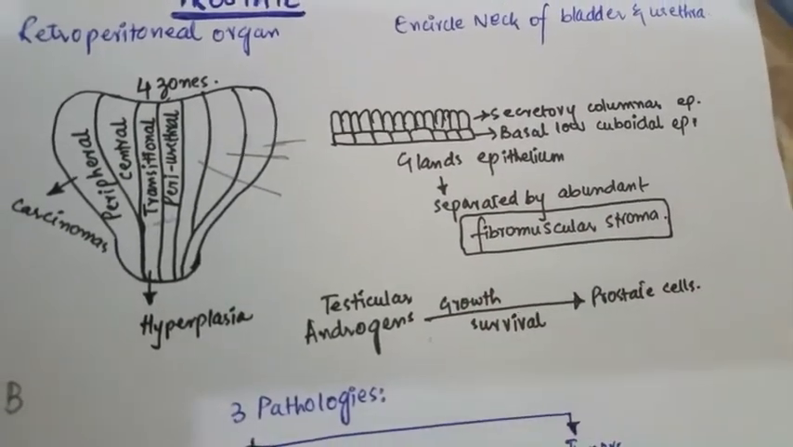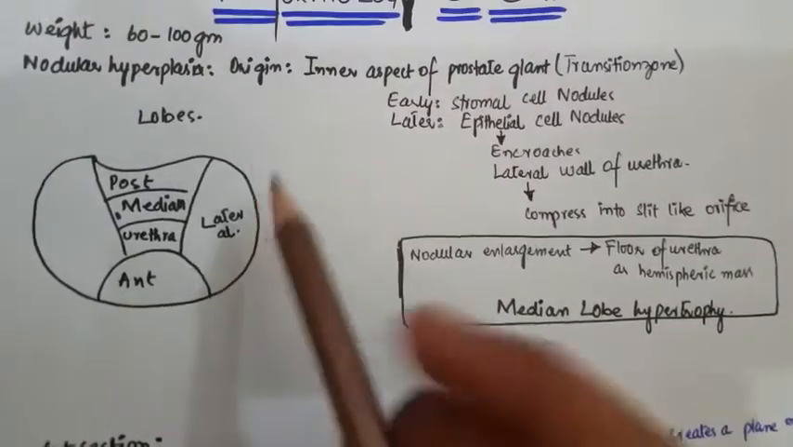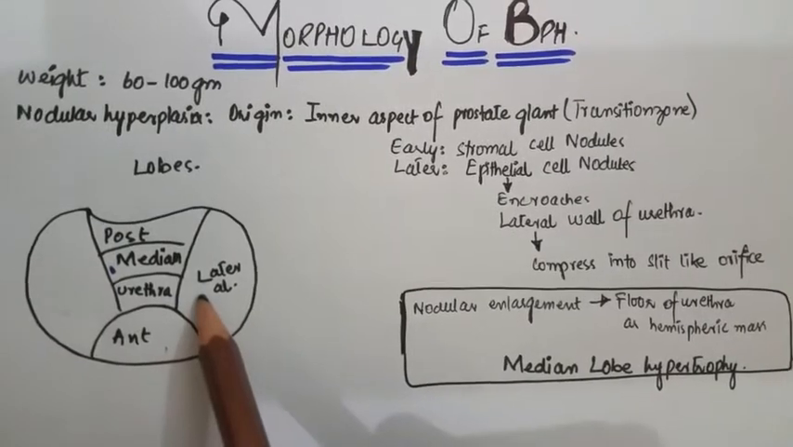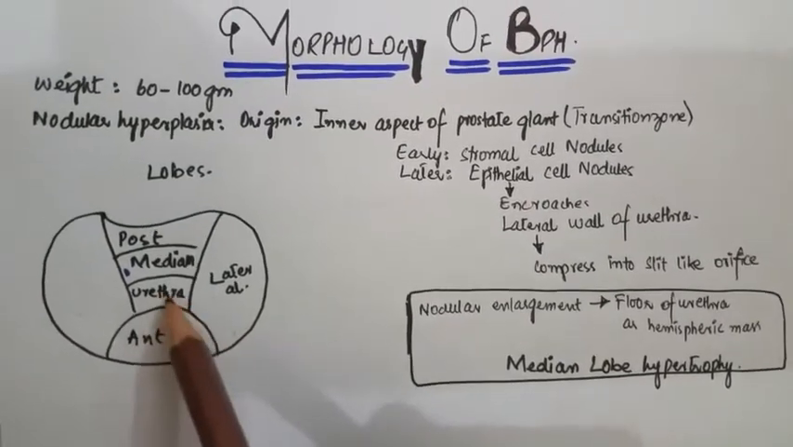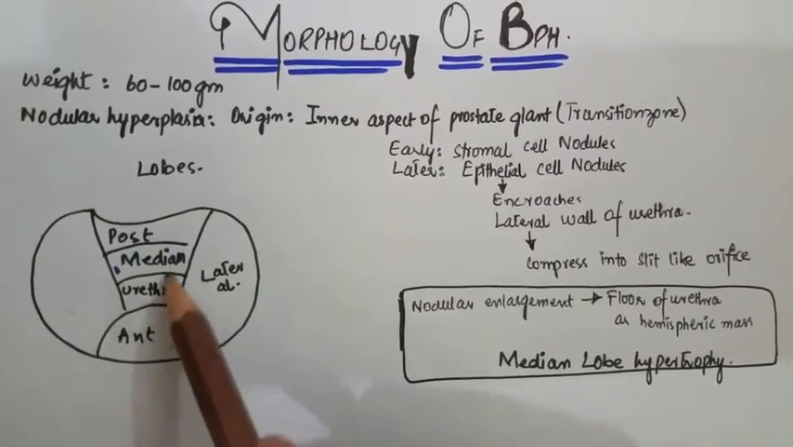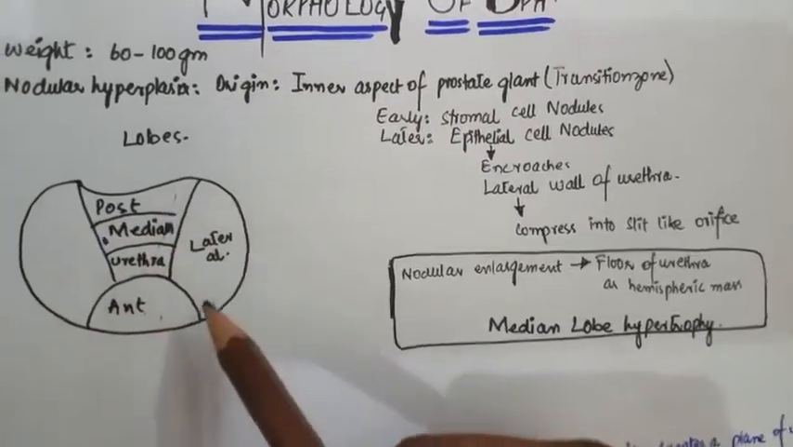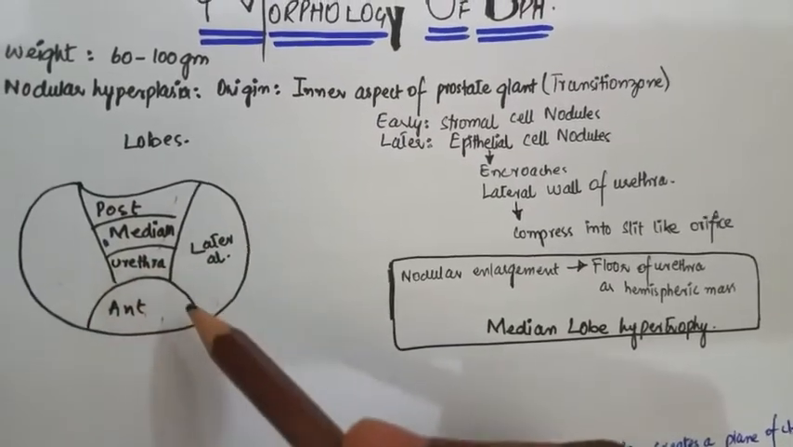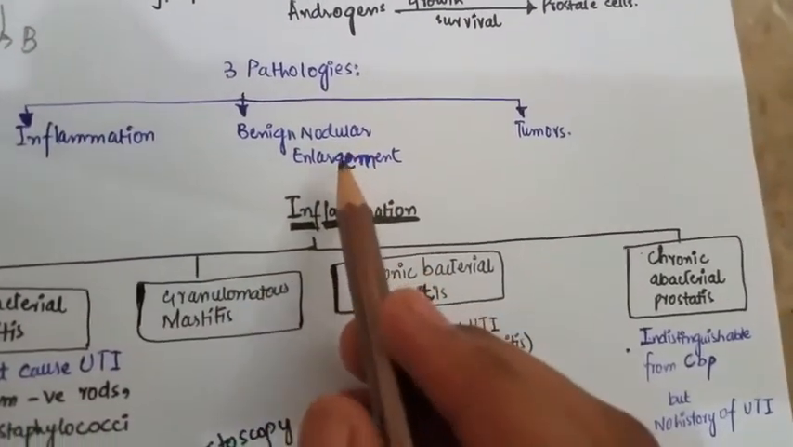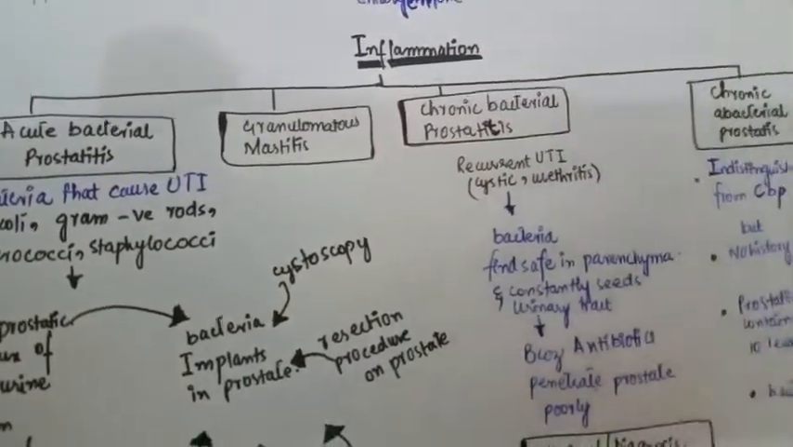Now come to the lobes of the prostate. The prostate has got 4 lobes: the anterior lobe, the lateral lobe, then back to the anterior lobe is the urethra, and central and posterior to the urethra is the median lobe, and posterior to the median lobe is the posterior lobe. These are the lobes of the prostate. The prostate has got 3 pathologies: inflammation, benign nodular enlargement or BPH, and tumors. In this video I will discuss only the inflammation.